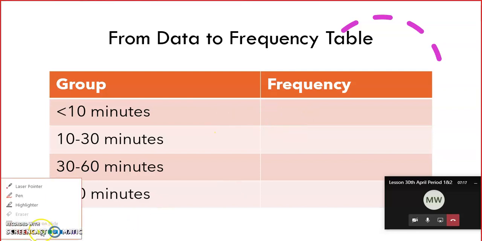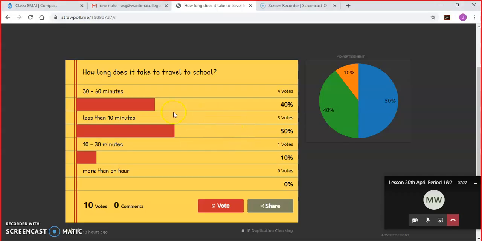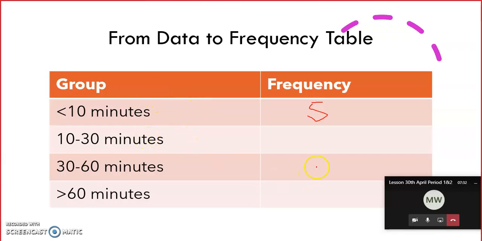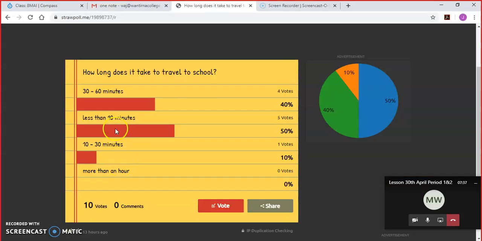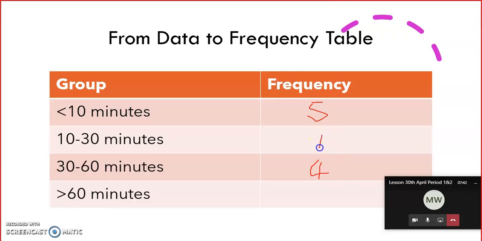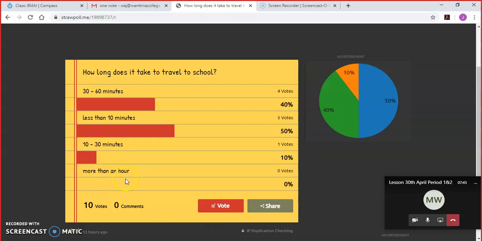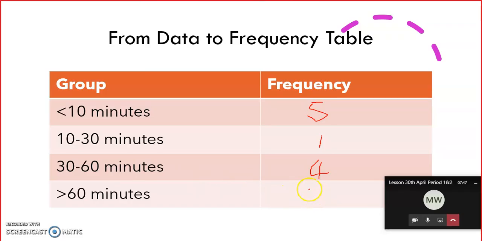So what I'll do here is I can just say, all right, the frequency is therefore 5. So 5 people say it takes less than 10 minutes for them to arrive. And then 4 people say it takes about 30 to 60 minutes. And then from 10 to 30, there's only one person. So let's just say, here we go. And then greater than an hour, it's good to see that no one chose this one. So I just happily put in 0. So this is how we do a frequency table.